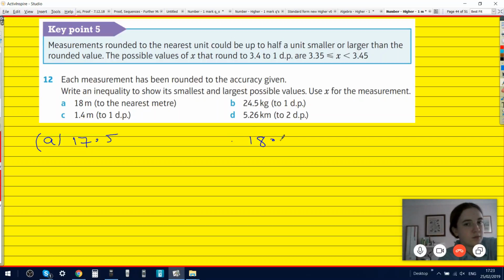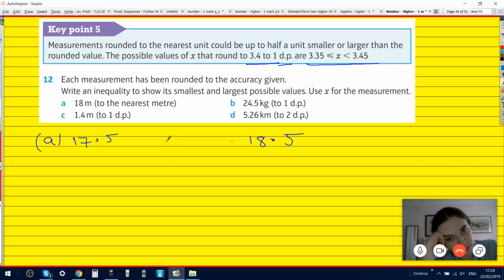18.49. So, how did they deal with it up here for 3.4 to one decimal place? Oh, so 18.45. No. So 17.5. So you know the way you were saying like 18.49. Oh, 18.5. And so how would you, 18.5 would round up, so how would you deal with that?